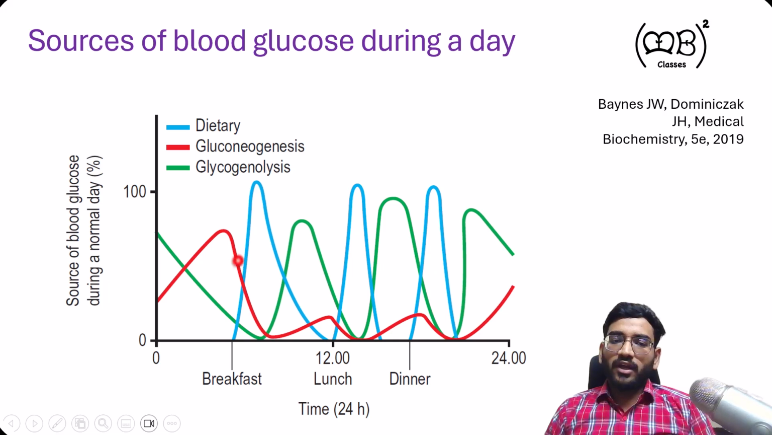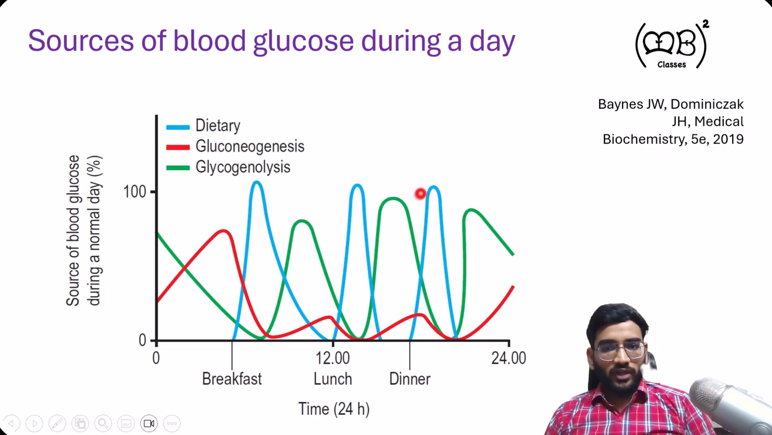When there is breakfast, 100% of the glucose is coming from the diet, and as time passes, the dietary glucose decreases and glycogenolysis increases. So the glucose is coming from glycogen stores, and then lunch happens. We take the meal, so the source of blood glucose is the diet, and the same thing happens: dietary glucose declines and glycogenolysis increases.